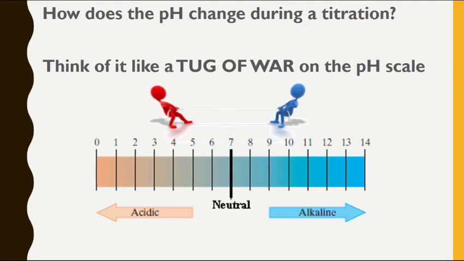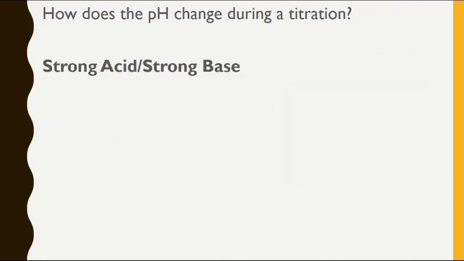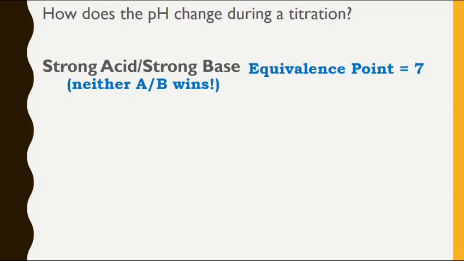When you're playing tug of war, whoever is stronger is going to pull the rope, or here, the equivalence point, onto their side. So in that first situation, where I have a strong acid and a strong base, if both are strong, let's say they're the same strength, then neither of them is winning. Neither of them is going to pull the equivalence point onto their side, which means the equivalence point is going to be exactly at pH equals 7.